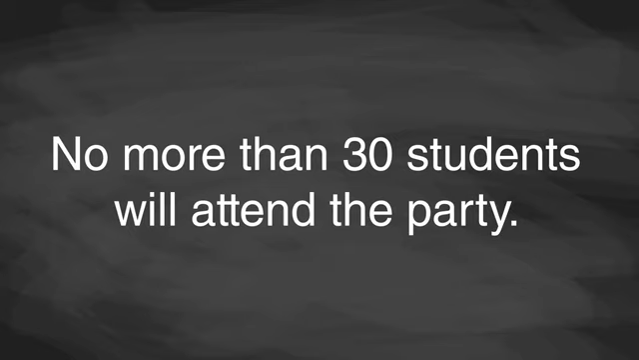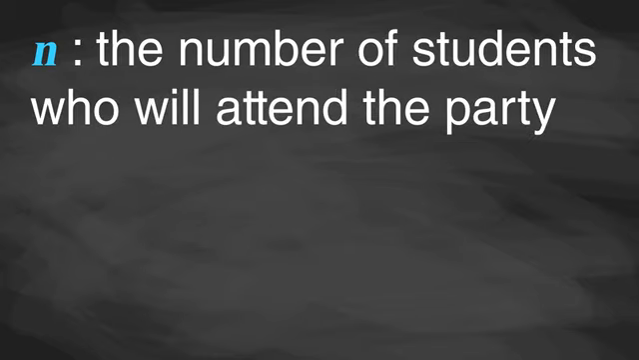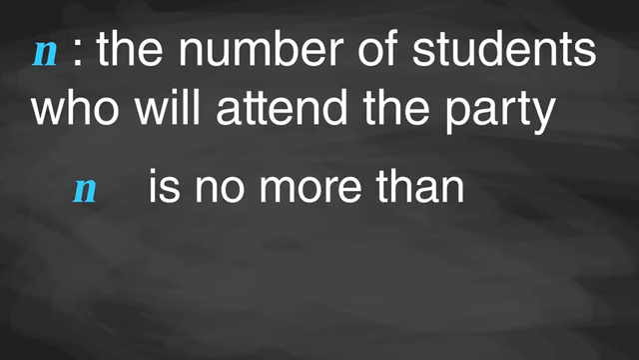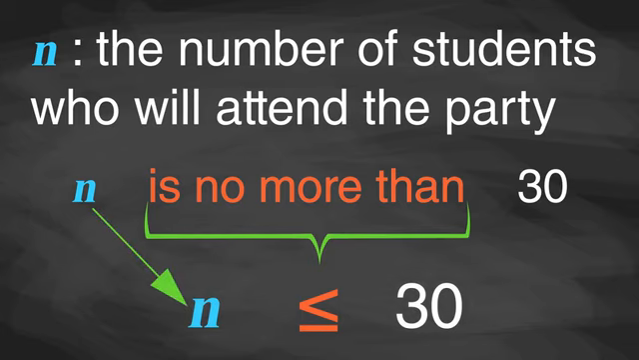To translate this constraint into math, let's start by defining a variable. We can let n represent the number of students who will attend the party, and then we can say that n is no more than 30. Now we can write an inequality for the constraint. Is no more than means is less than or equal to. So we can translate the constraint into math as n is less than or equal to 30. This means that 30 or fewer students will attend the party.